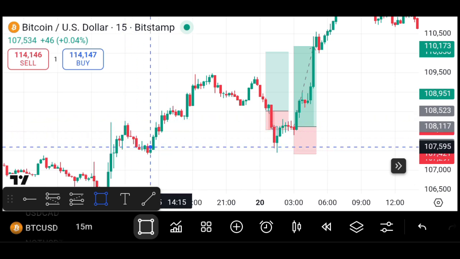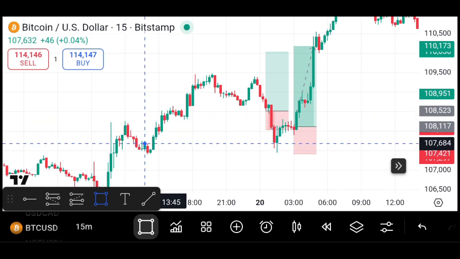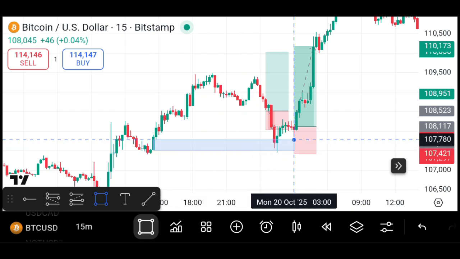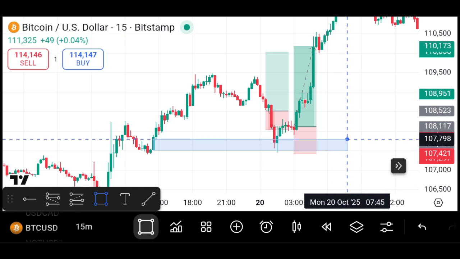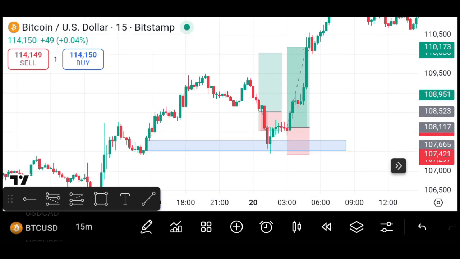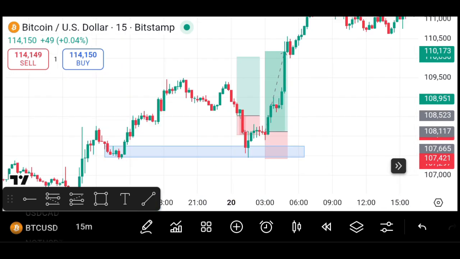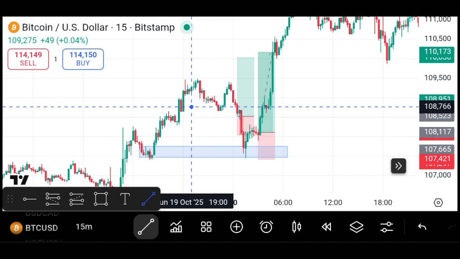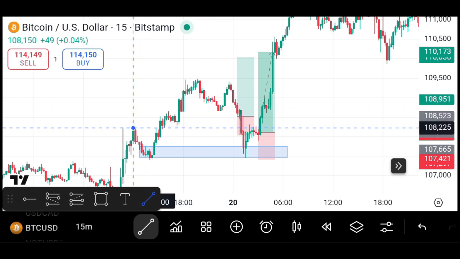So this little retracement, we can mark that out. So let me just mark it out right there. Okay, now that it has been marked out, that's an area of interest. This blue zone becomes an area of interest, seeing the fact that price came down there and then did a break of structure, which we can see right here.